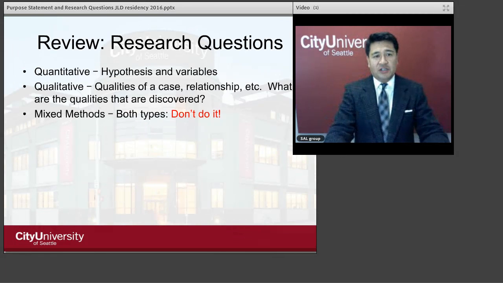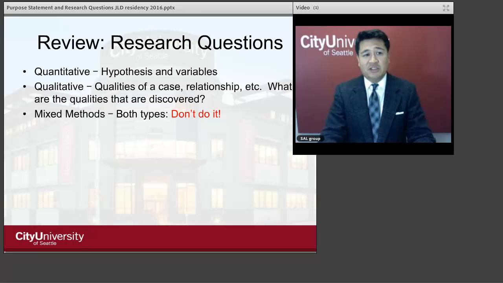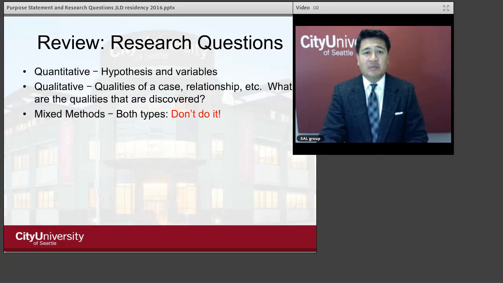Now, in research questions, there's basically 2 types of research. 3 if you want, but 2 major themes. There's the quantitative, which deals with hypotheses and variables. There's the qualitative, which determines the qualities of a case, a relationship. What are the qualities that are going to be discovered? A lot more words in qualitative, a lot more numbers in quantitative.